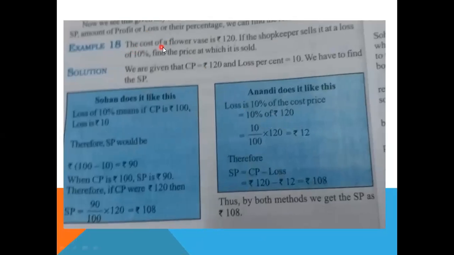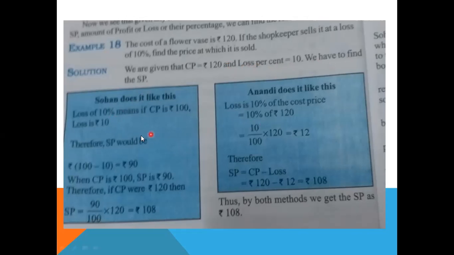Look at the example. The cost of a flower vase is 120 rupees. If the shopkeeper sells it at a loss of 10%, find the price at which it is sold. Here they are giving the percentage of loss. The cost price is given as 120 rupees, and the loss is given as a percentage, 10%. Now what we have to find is the selling price.